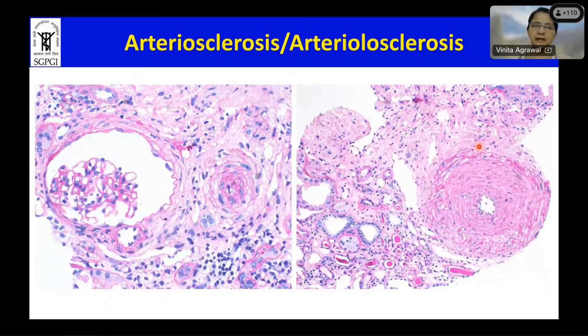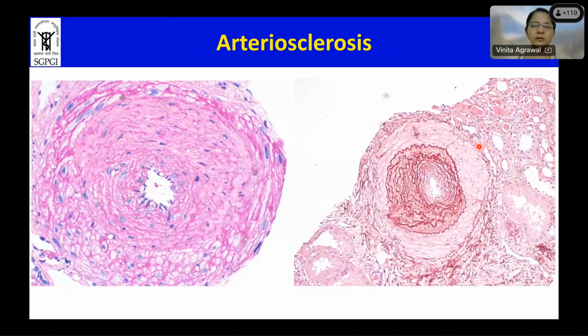Alok, when he'll be talking about tubulointerstitial and vascular lesions. This is something known as arteriolosclerosis, depending on the vessel which is involved. And of course, you can use the different stains to look at them.